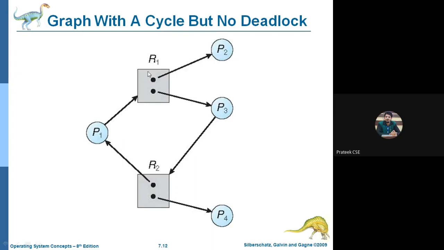Here you can see process P1 is holding one of the instances of resource R2 and it is waiting for R1. P2 is holding R1 and it is not requesting any other resource. P3 is holding one instance of R1 and it is waiting for R2, and P4 is holding one instance of R2. So if we look carefully at this particular graph, this is the cycle: from P1 to R1, R1 to P3, P3 to R2, and back from R2 to P1.